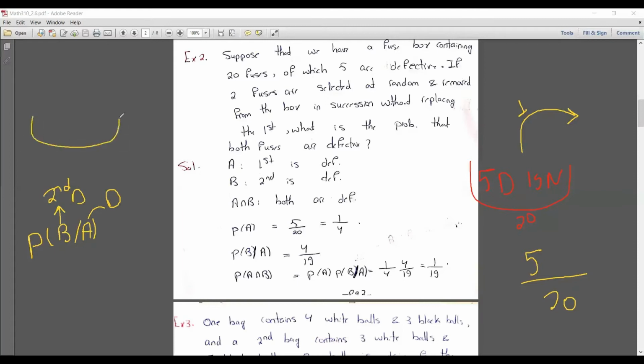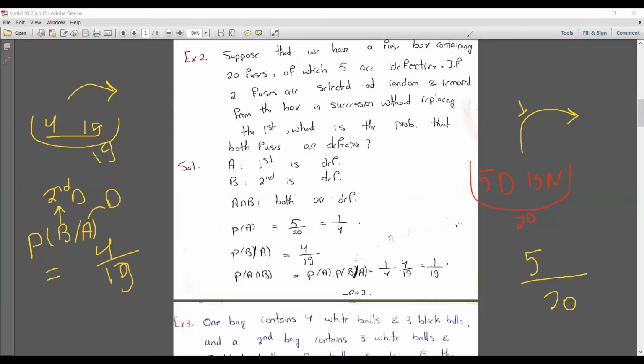So, guys, let's look. The 15 that are non-defective are still the same. The 5 defective become what? 4. So the total that we have is what? 19. We are removing 1 now from it. So the probability of this one is the number of defective now under the new condition, which is 4. The total is what? 19. Okay? So P of A is 1 over 4. P of B given A, or knowing that A occurred, is 4 over 19.